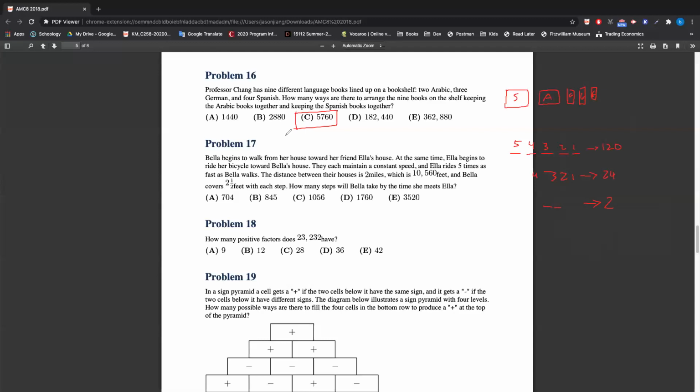Okay, any questions about this problem? So the key insight for this problem is noticing that you can group the books together, like the Spanish and the Arabic, and then just deal with those at the end. It'd be very hard to calculate that otherwise.